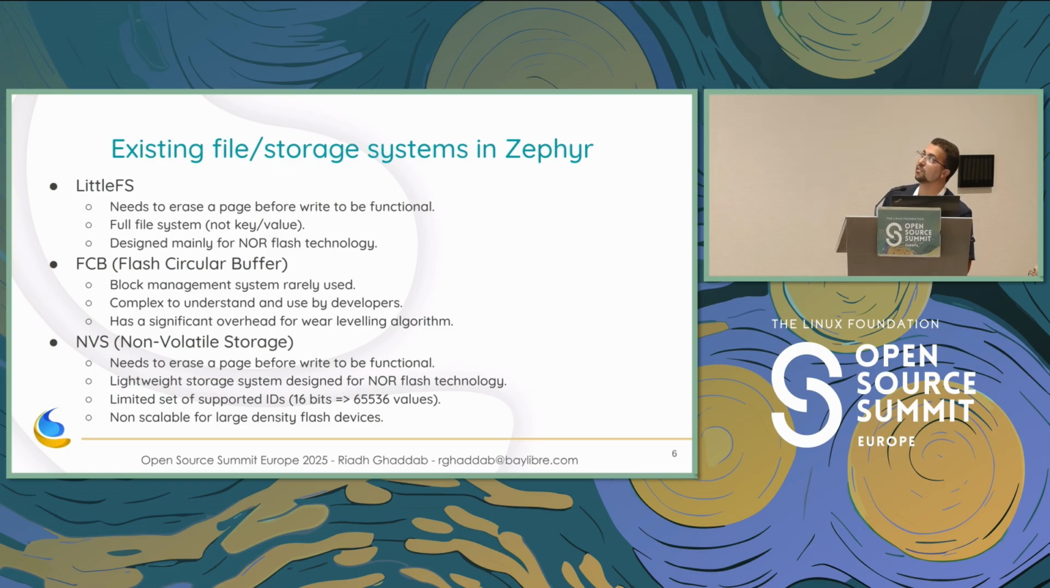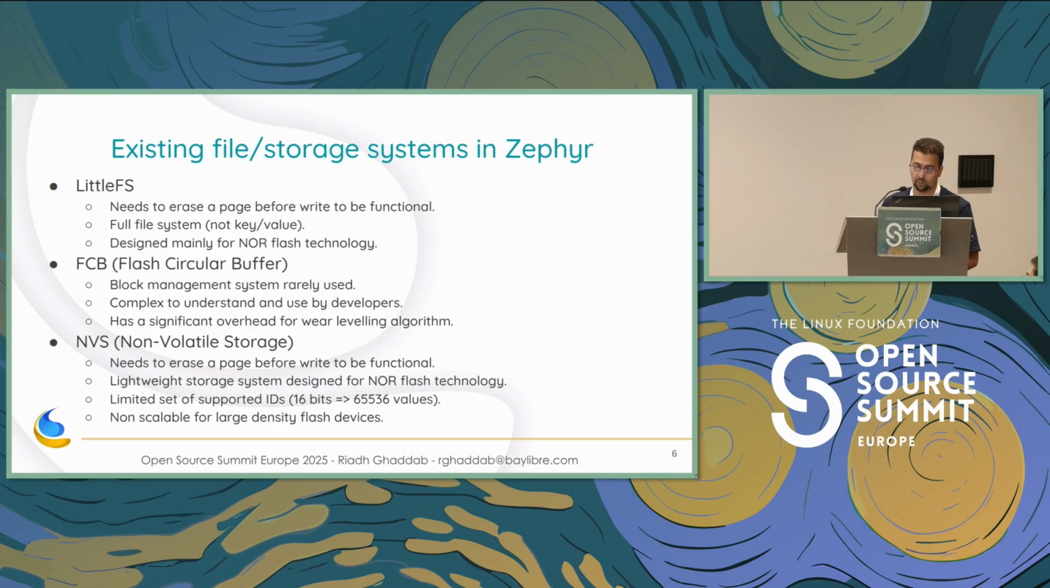About the existing storage systems, now let's talk about what exists and whether they can support the new technologies or not. These are some of the file systems that exist in Zephyr. LittleFS is actually a full file system. It's not a key value storage system, and it's also designed mainly for classical NOR Flash, so from its operation, it needs to do an erase before writing words. The Flash circular buffer is more complex to understand for developers. It's not used a lot, and it also has a significant overhead from the wear leveling algorithm.